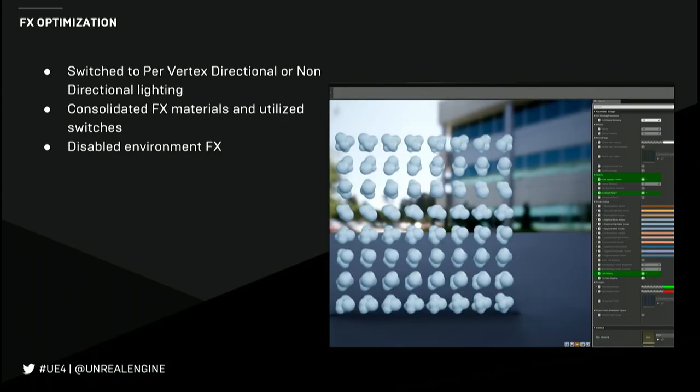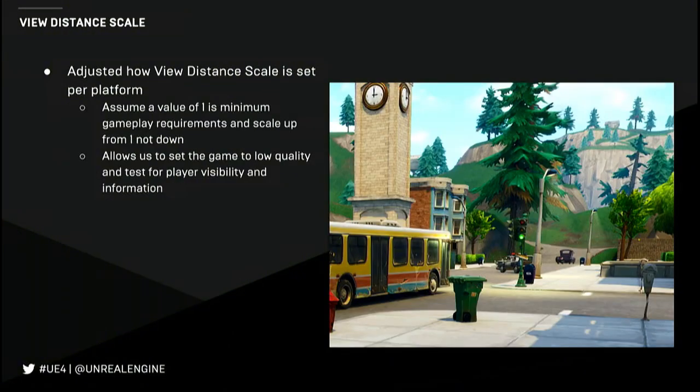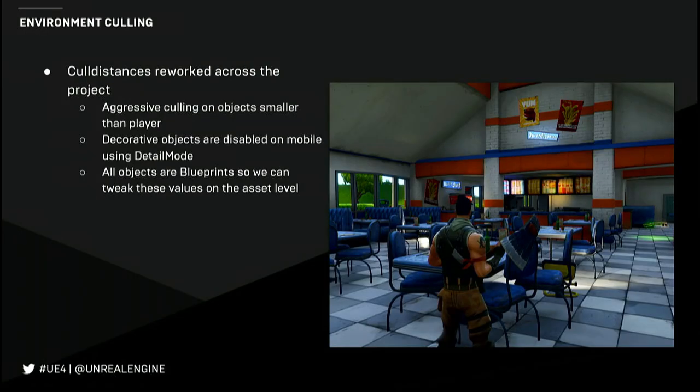We also consolidated our effects materials and utilized switches. Previously, there had been a few materials that were too big and didn't need to be, and we also consolidated similar textures. So an example would be we had a few, they basically switched to low quality mode, tweaked their culling distances, culling objects aggressively that are smaller than a player.